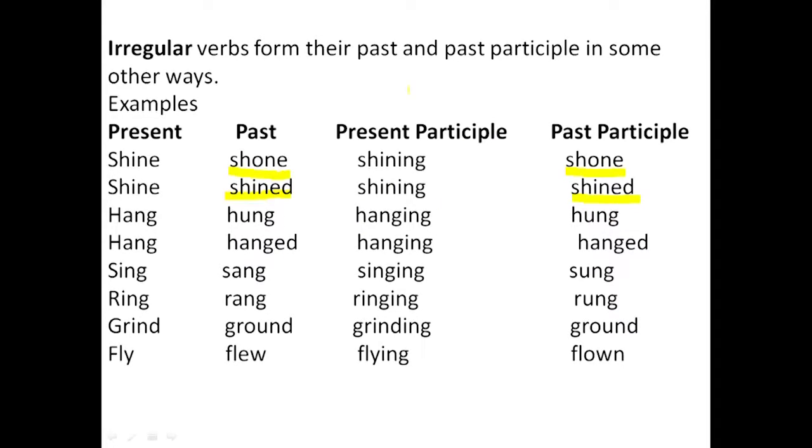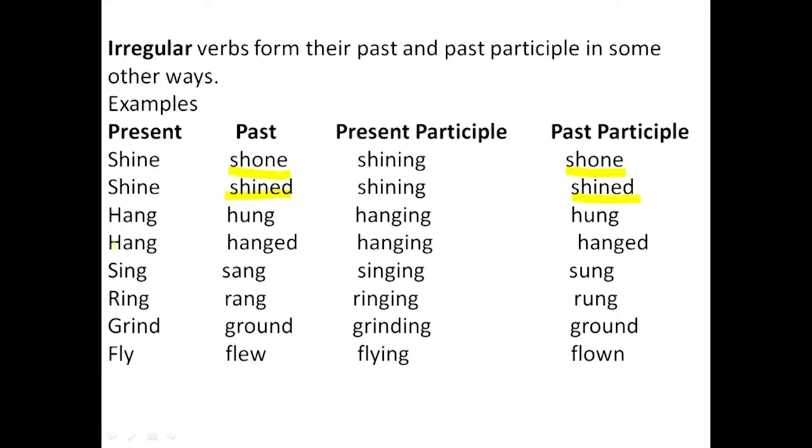Next, we have hang. Okay, hang means to hang anything. The past tense being hung, and we have hanging. We have again hung. Okay, she hung around. That could be past tense. Okay. She has hung the clothes. She has hung the clothes. That could be past participle.